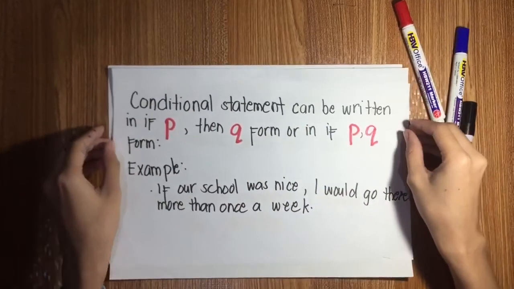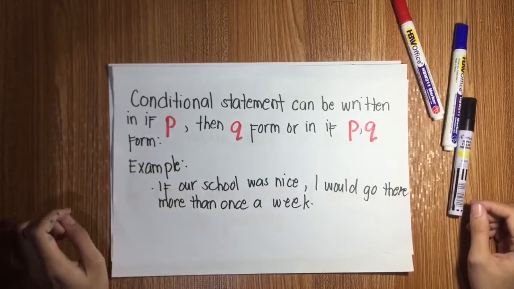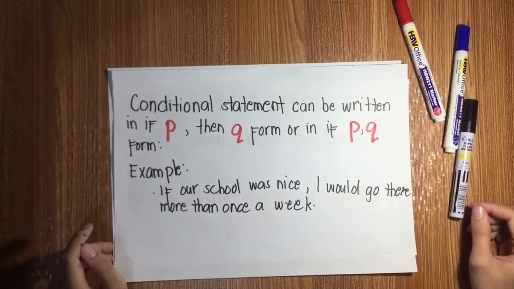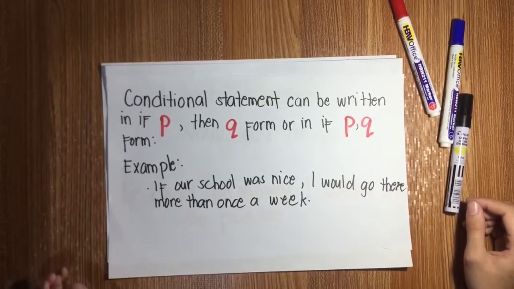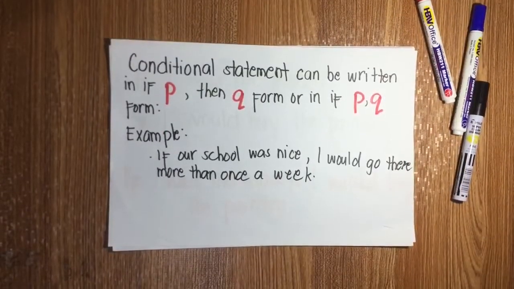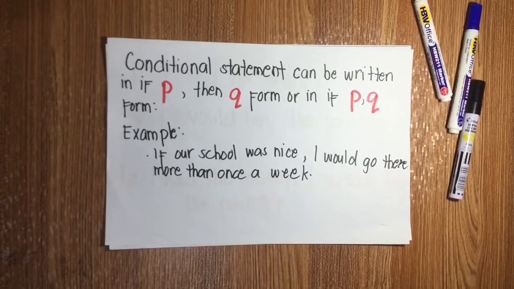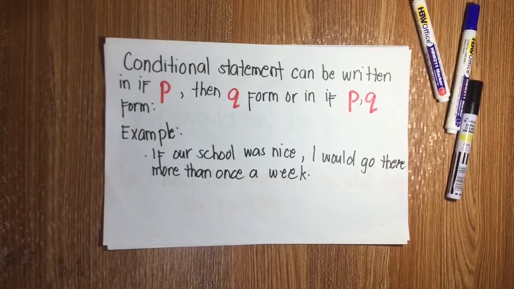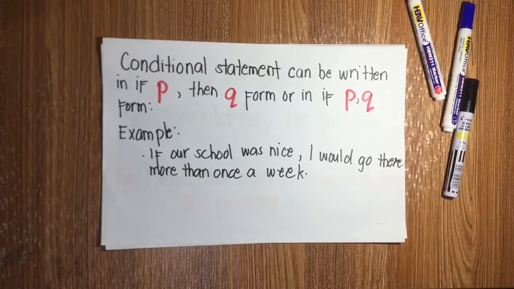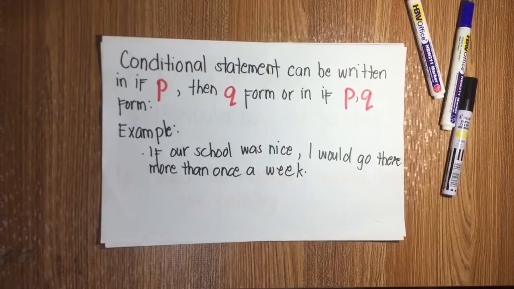Conditional statements can be written in if P then Q form or in if PQ form. For example, if our school was nice, I would go there more than once a week. If the initial hypothesis P is true, then the conclusion Q must also be true. In any conditional statement represented by if P then Q, the P statement is called the antecedent and the Q statement is called the consequent.